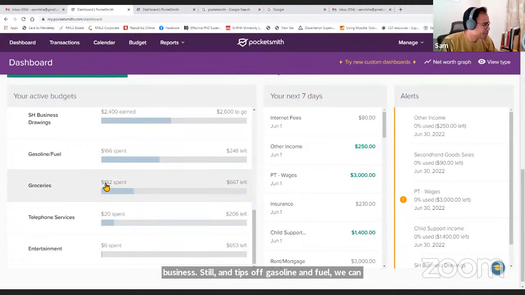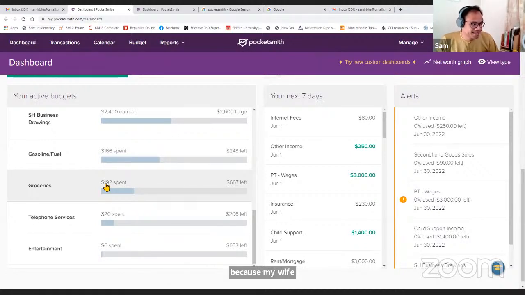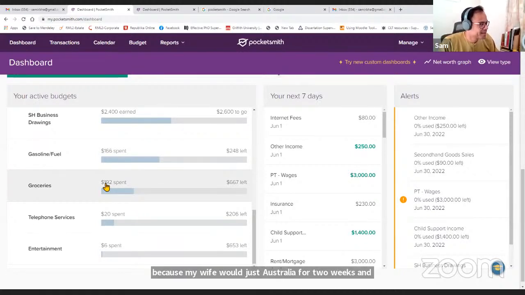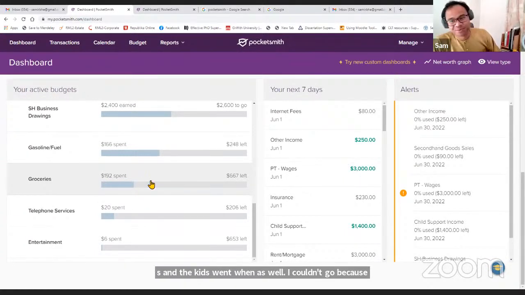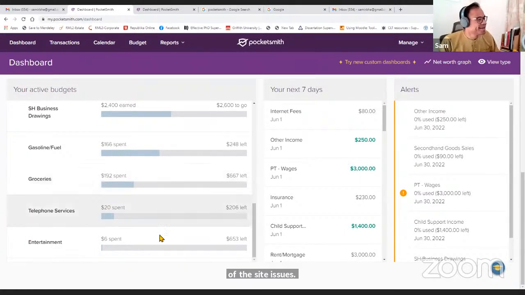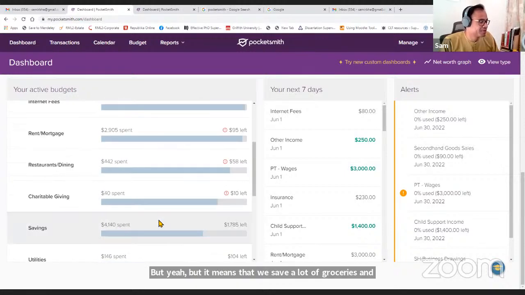And the reason why this is so low is because my wife went to Australia for 2 weeks and the kids went as well. I couldn't go because of visa issues. But it means that we save a lot on groceries. And that's the rest of the budget, so we can keep track of it here.